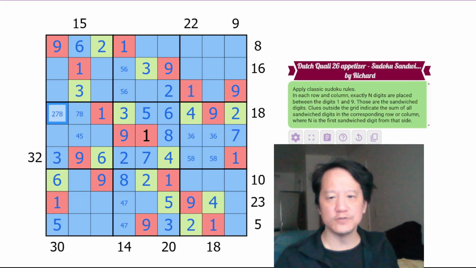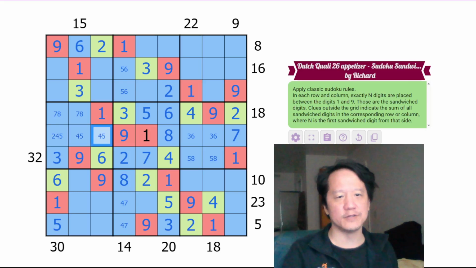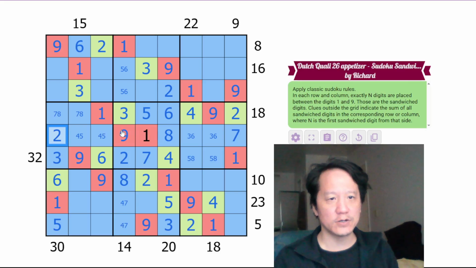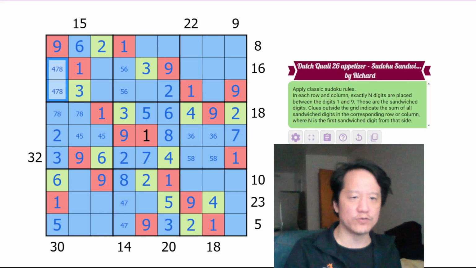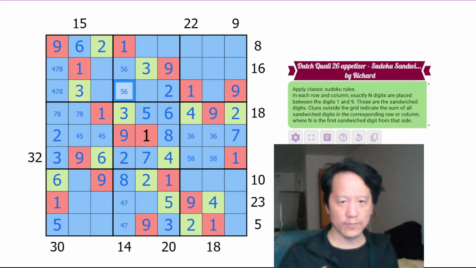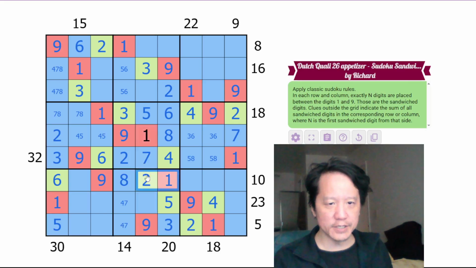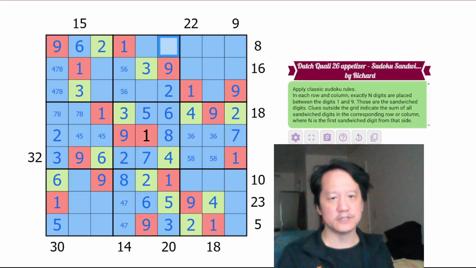2 eliminates 2 from being here, so it's 7, 8 as a pair. This is 2, 4, 5 as a triplet, and this can't be 2 because of 2 in the column. So where is the 2 in row 5? It must be there. Remaining digits in column 1, we have 7, 8, or 4. Remaining digit in box 8 is a 6. So that's 6 here. Remaining digit in column 6 is a 7.